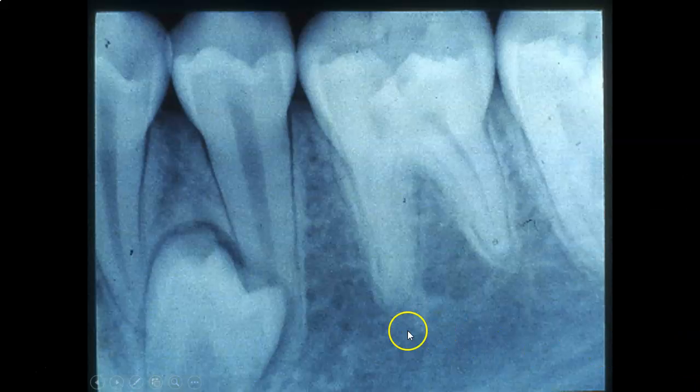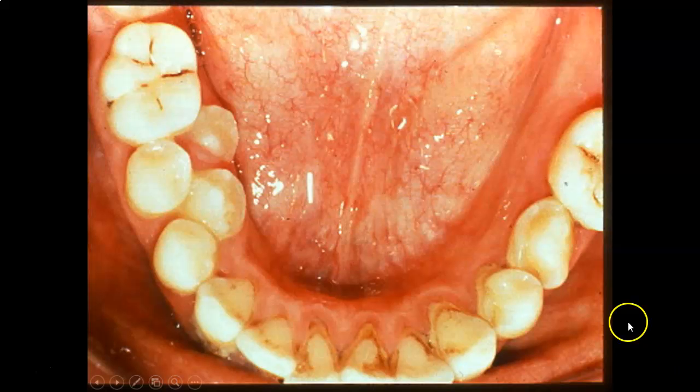And here's a perfect example of a mandibular extra premolar, a kind of funny shaped premolar, but this is an extra premolar in the mandible. Here you can see there are two extra premolars in the mandible. They've popped through on the lingual surface.